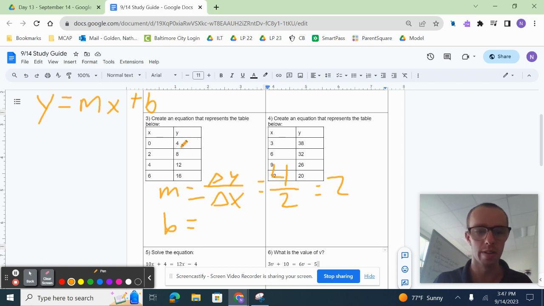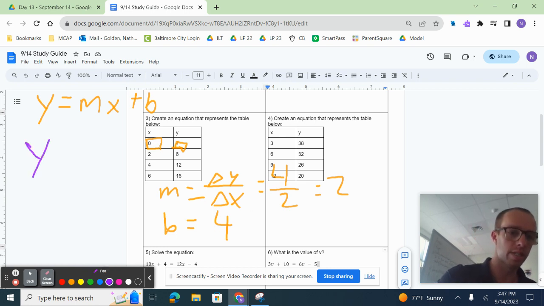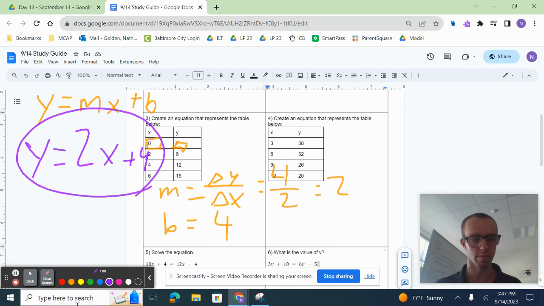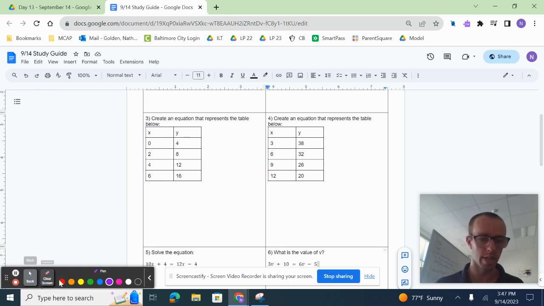Now I need to find b. B is the value of y when x is 0. So when x is 0, y is 4. So b is 4. Now I know b is 4 and m is 2. To get my final answer, I just plug these into the equation: y equals 2x plus 4. All right, let's try the next one.